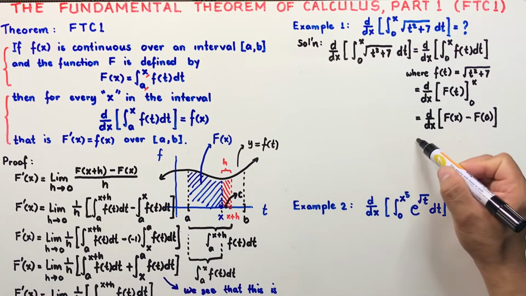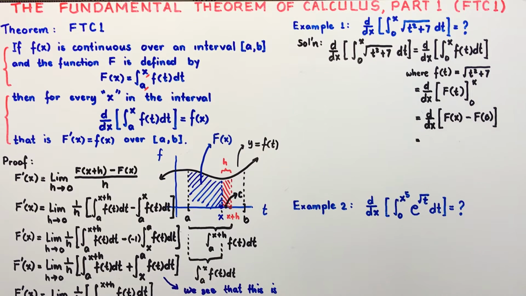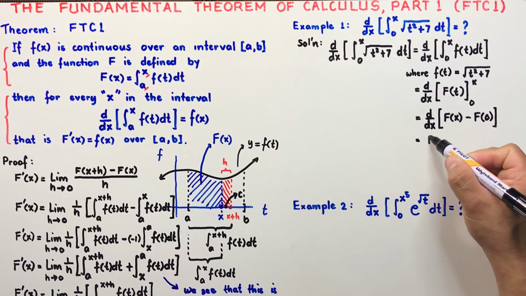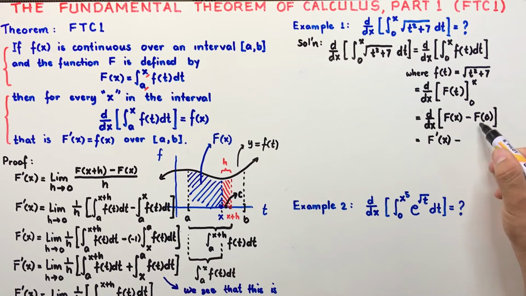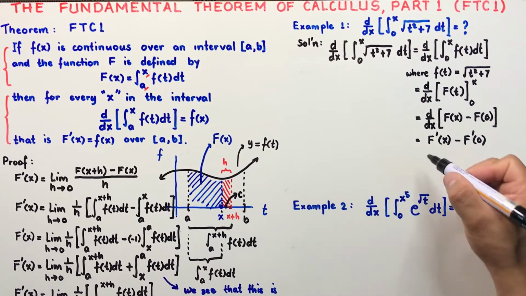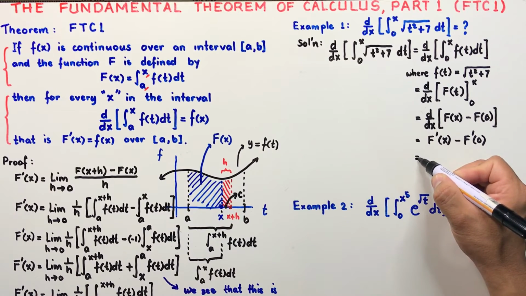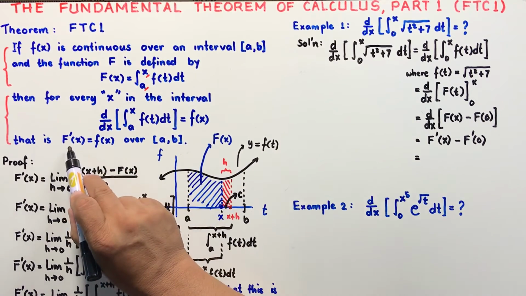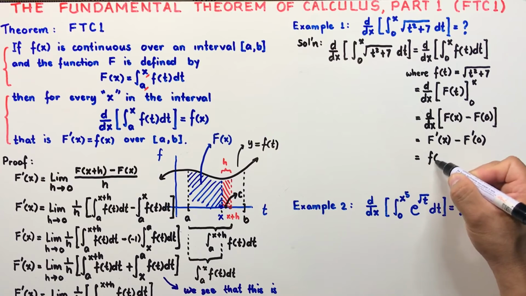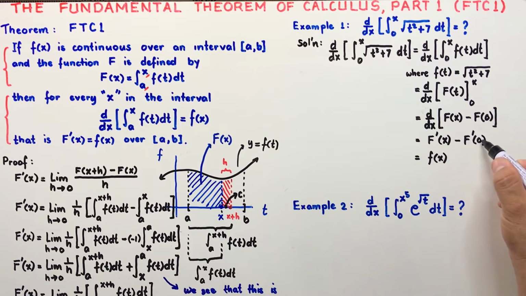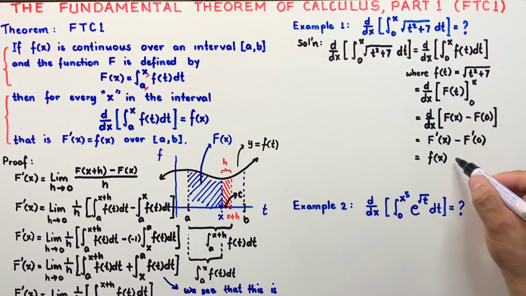And we know that the derivative of the difference is the difference of their individual derivatives. So we have the derivative of our big F is big F prime of x, and the derivative of this one is big F prime of 0. And we know from the conclusion of the fundamental theorem of calculus that the derivative of the big F of x is the small f of x. So here, this is equal to the small f of x, and the derivative of this, because this is a constant, the result is a constant, and the derivative is 0 here.